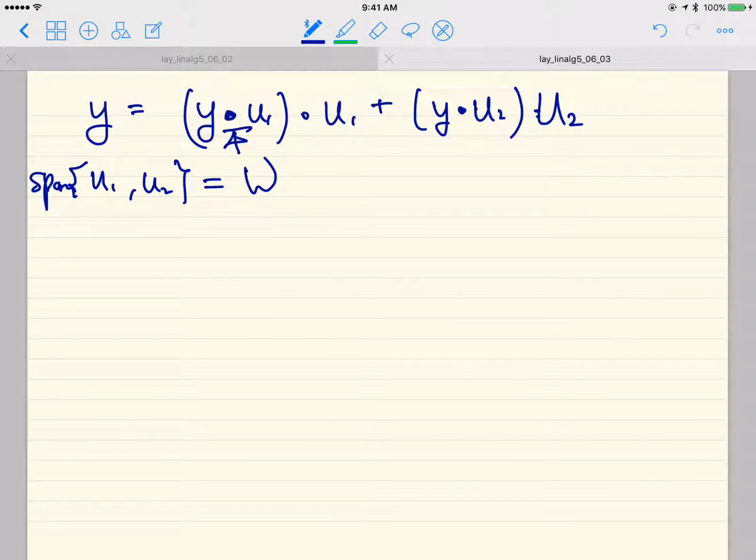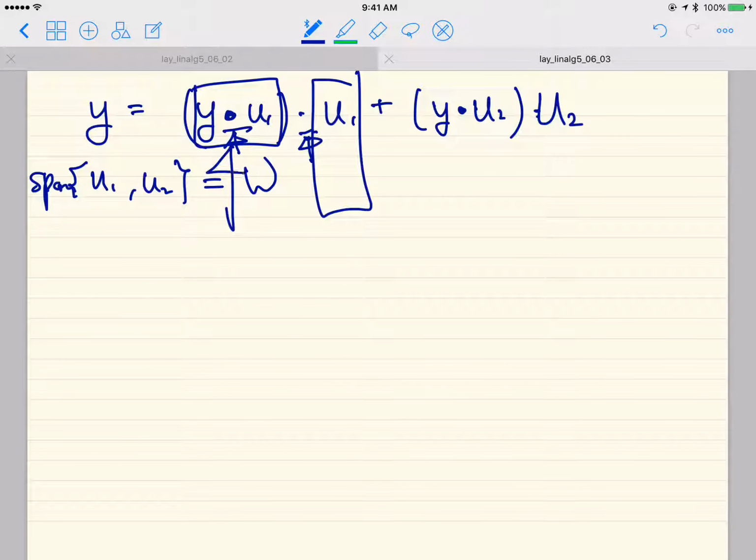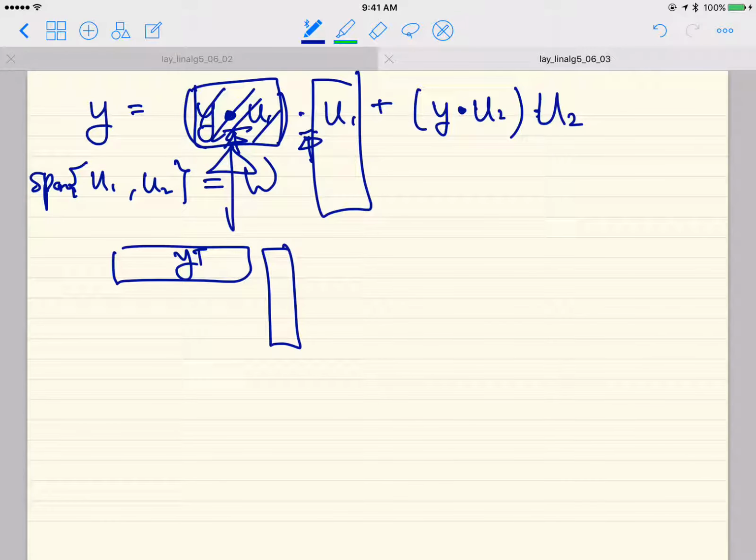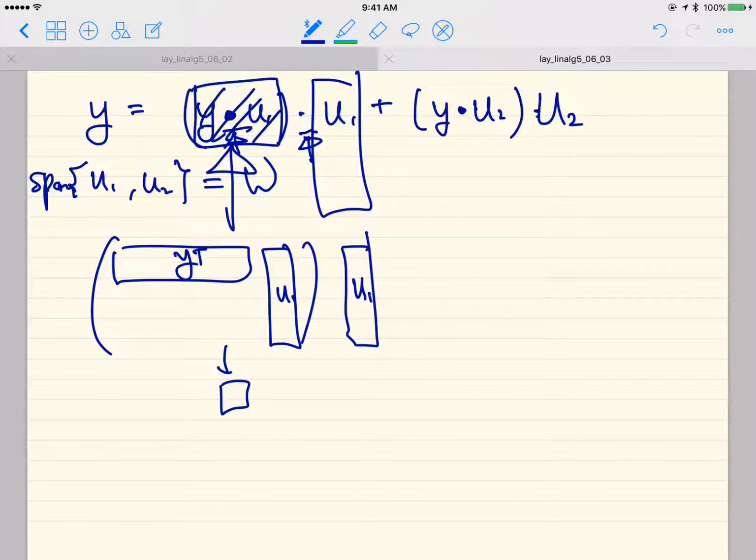So this is an inner product, and this is just a scalar multiple. This is a scalar, and this is a vector. Let's decompose this. This is a scalar, the inner product between y transpose, vector y, and u1. Altogether, this becomes a scalar, and we have this u1, right?